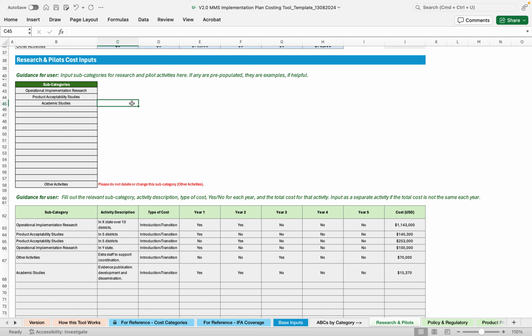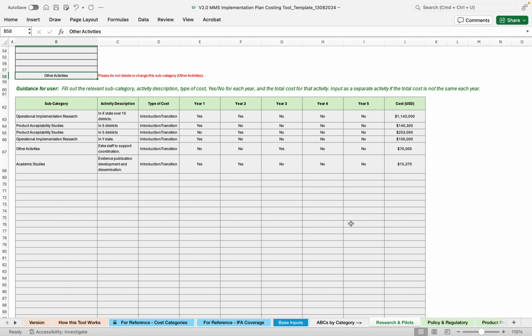First, each cost category allows subcategories that you can enter based on how you think that category would be split. For example, for research and pilots, we've entered example subcategories of operational implementation research, product acceptability studies, and academic studies. Other activities is included in each cost category as a subcategory and should not be deleted or changed, as this may always need to be applicable as a catch-all subcategory for activities that don't fit into the others.